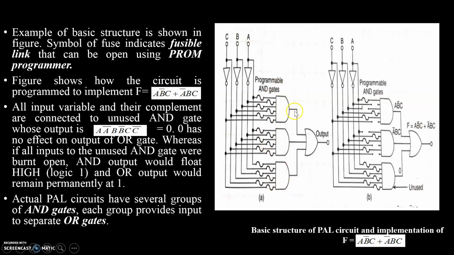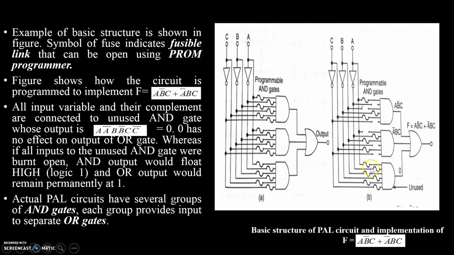This circuit diagram consists of 3 AND gates and 1 OR gate. There are 3 inputs A, B and C. Each of the AND gates receives the input from each of the terminals in complemented and uncomplemented form, and the output of the OR gate is in sum of product form. The figure shows how the circuit is programmed to implement F equals A B bar C plus A bar B C.